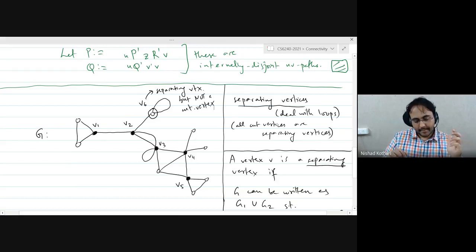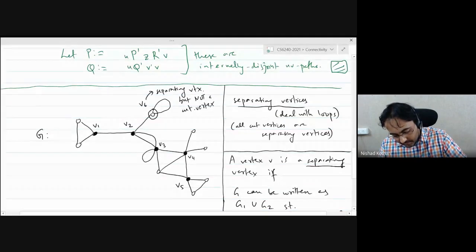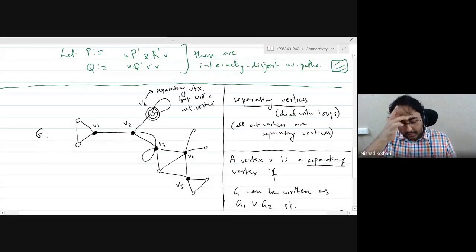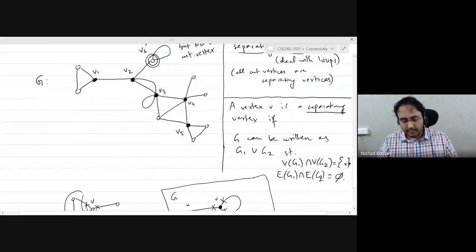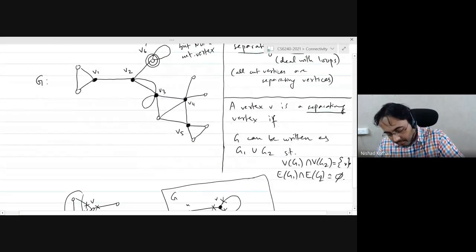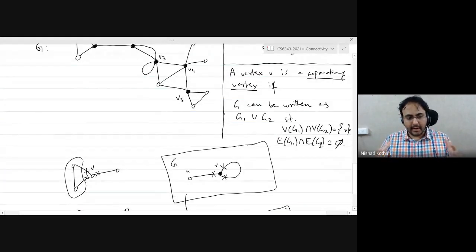Of course, your vertex may be incident with a loop and it may already be a cut vertex because of other components in the graph. But here is an example, V6, where this is a separating vertex but not a cut vertex. So is the notion of a separating vertex clear? And of course, as we write down the theorems, you will see why you need this more general notion. But is the definition and the intuition sort of clear?